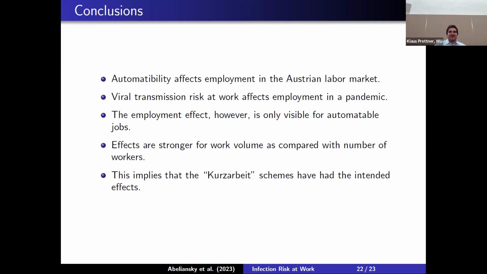So usually I end with some policy recommendations, but I think in this case there are not really policy implications, except if you want to contain unemployment increases, then these furlough schemes work. But apart from that, I think it's just the results that we tested that are the conclusions here.